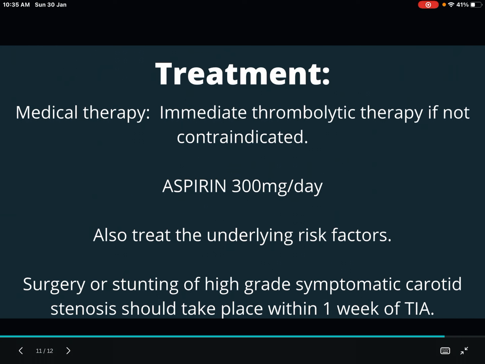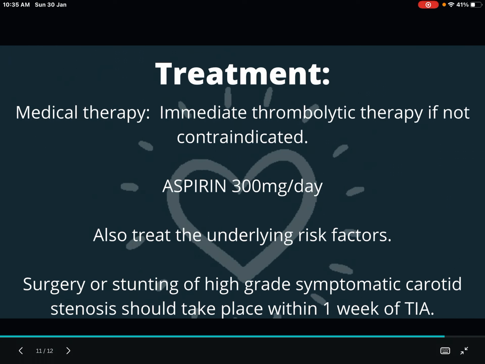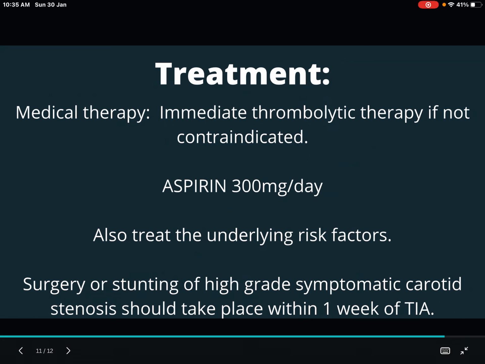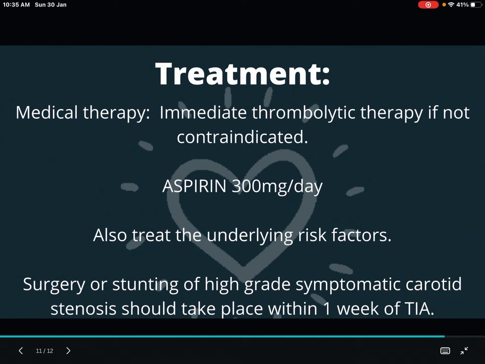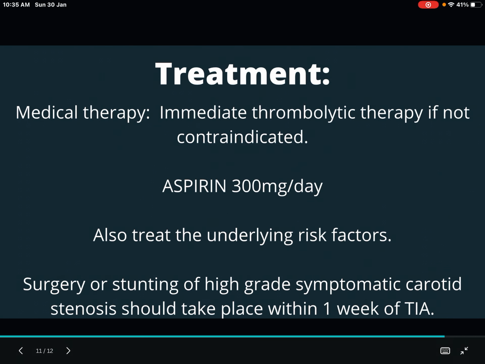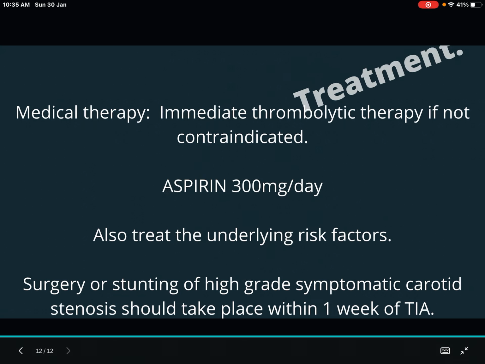Coming to surgery or stenting: if there is symptomatic carotid stenosis, high grade, we have to do the stenting, and that should take place within 1 week of the transient ischemic attack. That also you have to keep in mind. The main treatment is medical therapy only, but according to the underlying condition, what is causing these attacks, you have to see those conditions and treat accordingly.